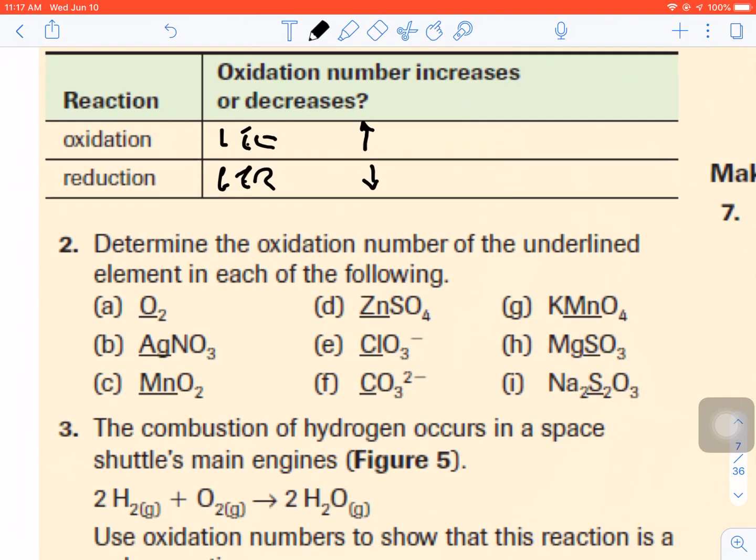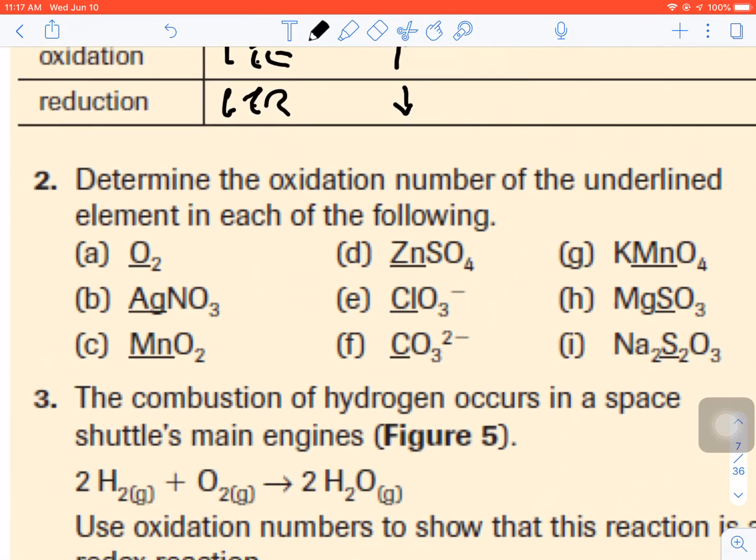Okay, the next one says look at the oxidation numbers. So for oxygen, I'm seeing 0 because it's an element. For silver nitrate, it's an ionic compound, so silver is a +1 ion. Oxygen's always -2. So if I've got 3 -2s, that's -6, but I only have 1 plus, so the nitrogen is going to be +5.